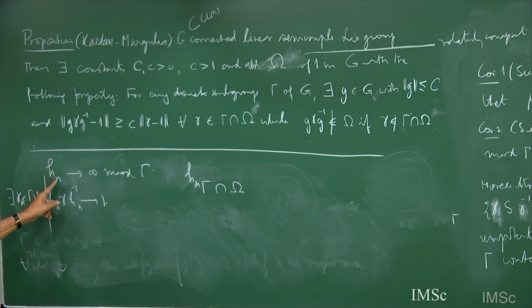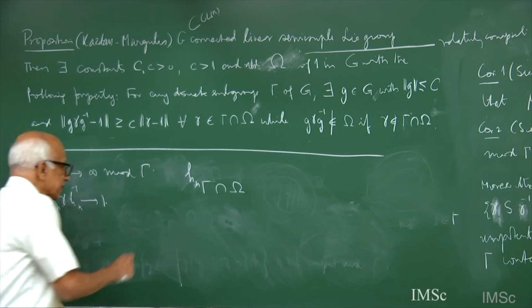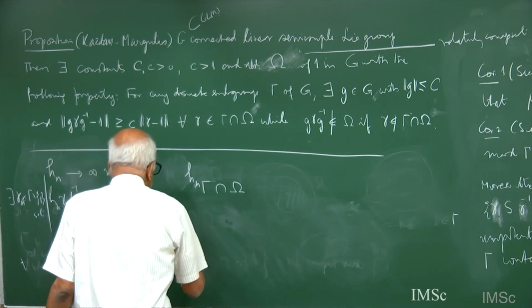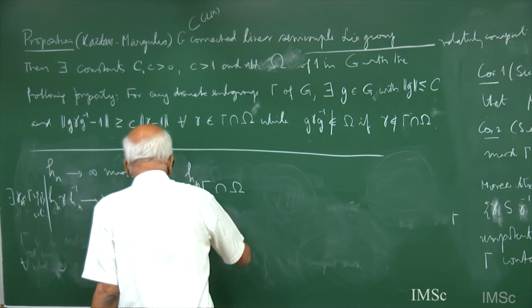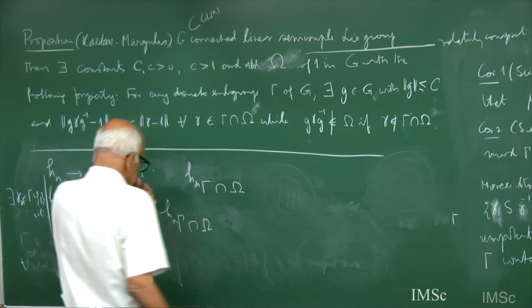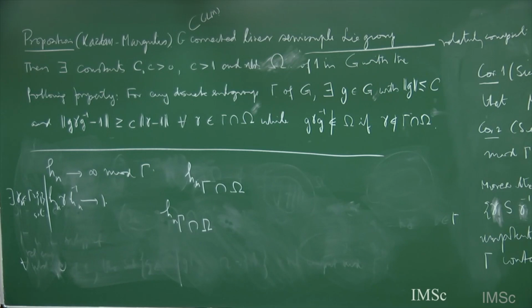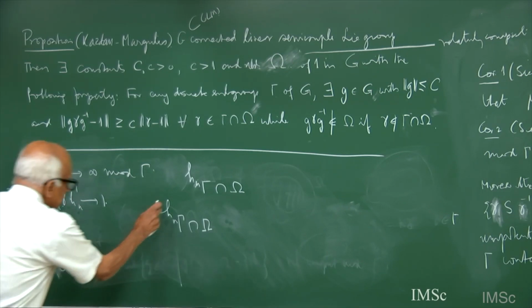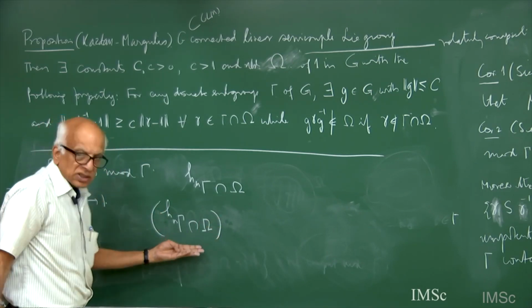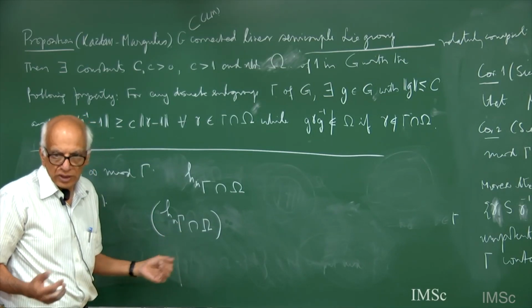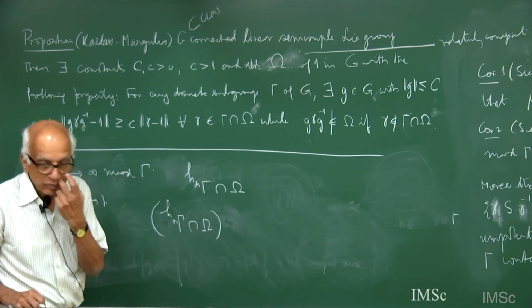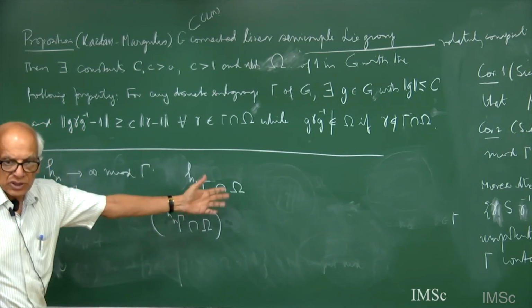If Hn is a sequence going to infinity mod gamma, I am assuming G mod gamma is non-compact, so there is such a sequence Hn going to infinity mod gamma. Now look at Hn gamma intersection omega. For large n, this intersection is going to be non-empty, non-trivial. I mean, we have elements other than 1, namely you have some sequence gamma n.